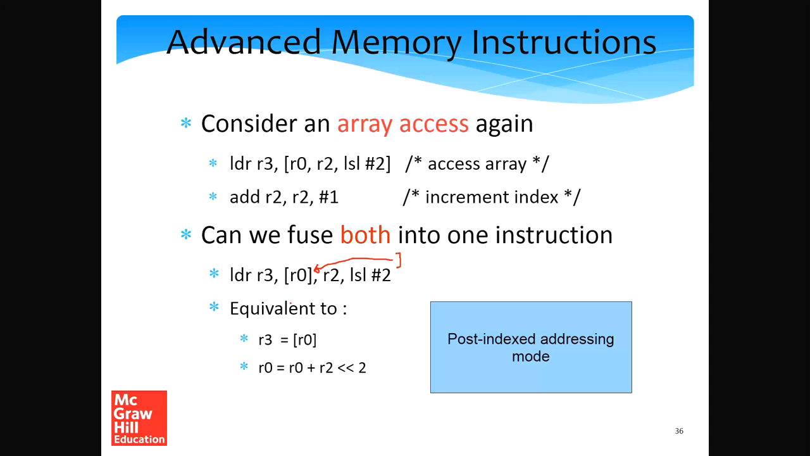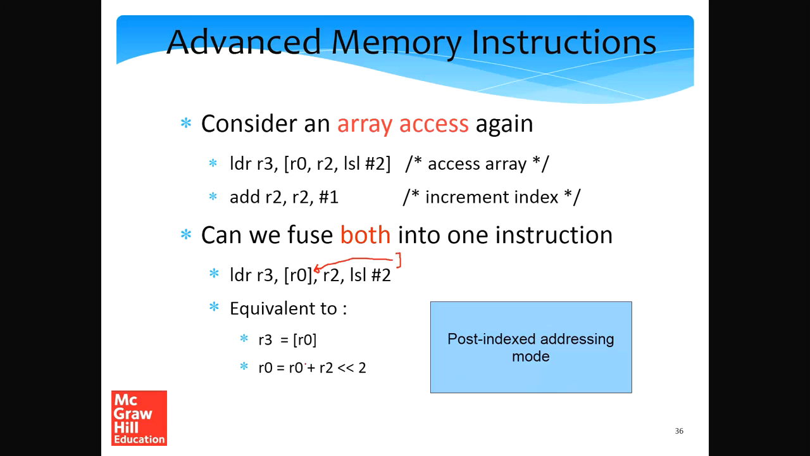So this is equivalent to: set R3 as the contents of R0, and subsequently you compute R0 equals R0 plus R2 times 4. So this is what this particular instruction is equivalent to. It's called a post-index addressing mode.